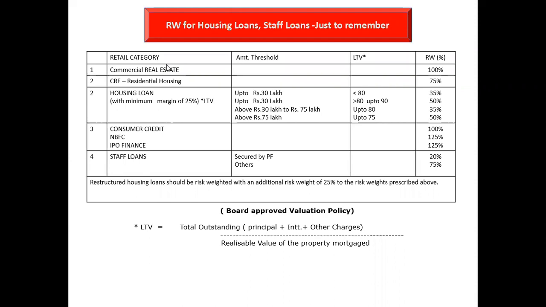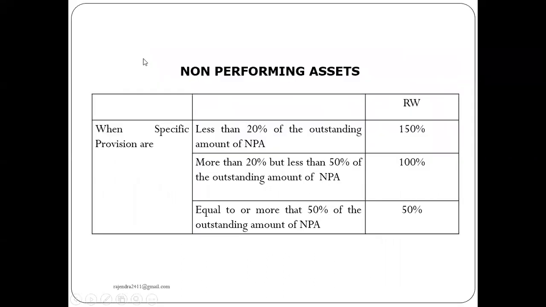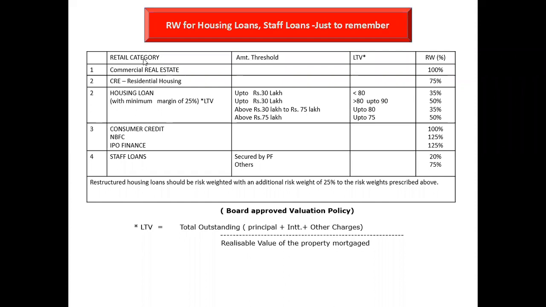Now, there are only 2 slabs. If LTV, loan to value, is not exceeding 80%, 35% risk weight. Exceeding 80% but within 90, because no bank should give LTV beyond 90; at least margin should be 10%. Housing loan, if you give that, 50% risk weight. Only 2 slabs; earlier the amount was there. Questions will be given. And consumer credit, 100. Credit card, 125.